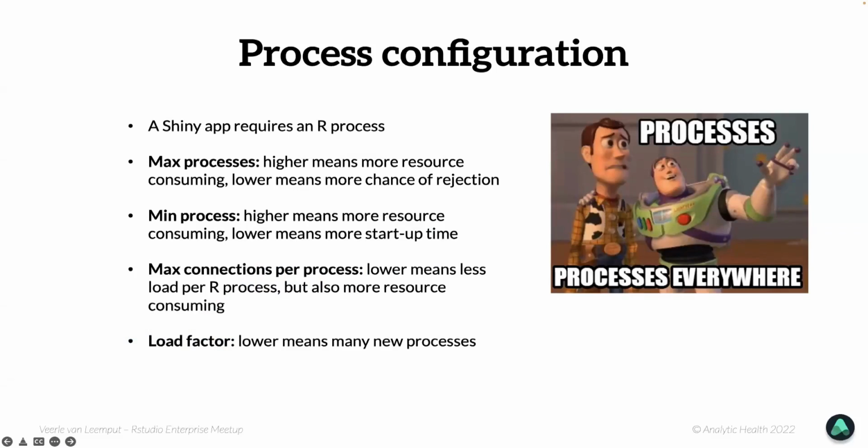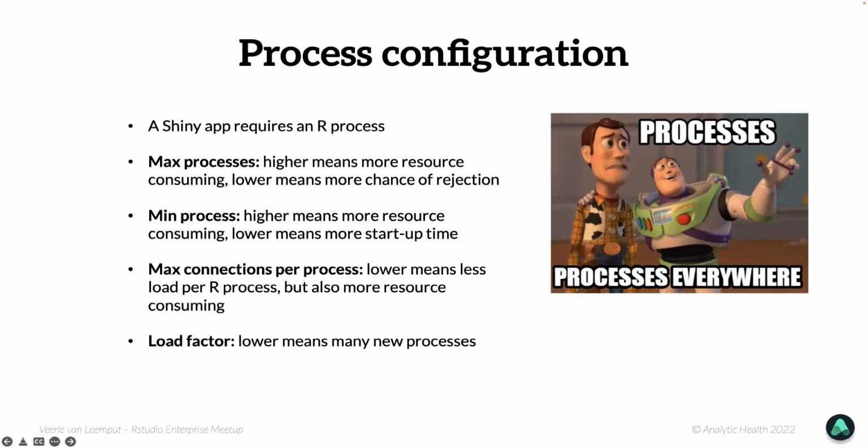I quickly touched upon this when I said that we always have 5 R processes running for our Shiny app and for our Plumber API. Because, as you might know, a Shiny app or a Plumber API requires an R process, meaning that R needs to be up and running and ready to do stuff. You can configure these settings that I mentioned here: maximum processes, minimum processes, maximum connections per process, load factor. You can set them in most cases yourself.